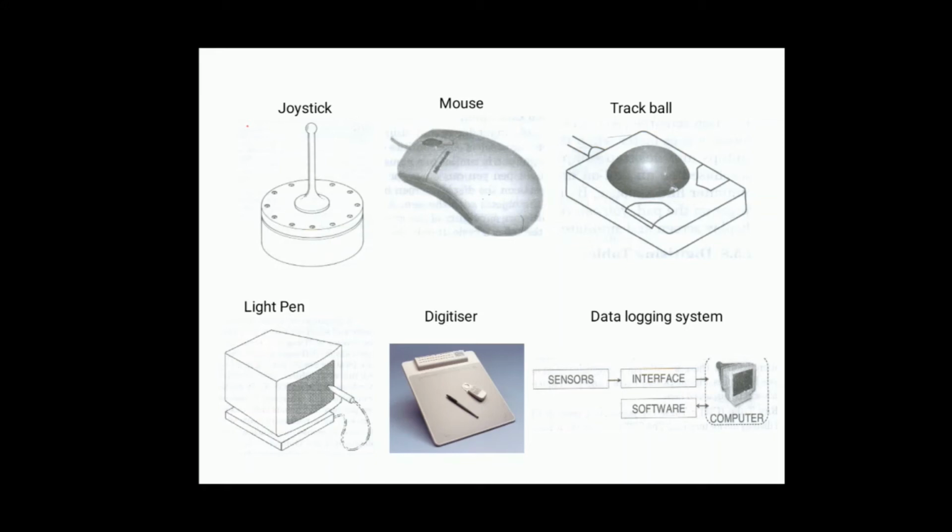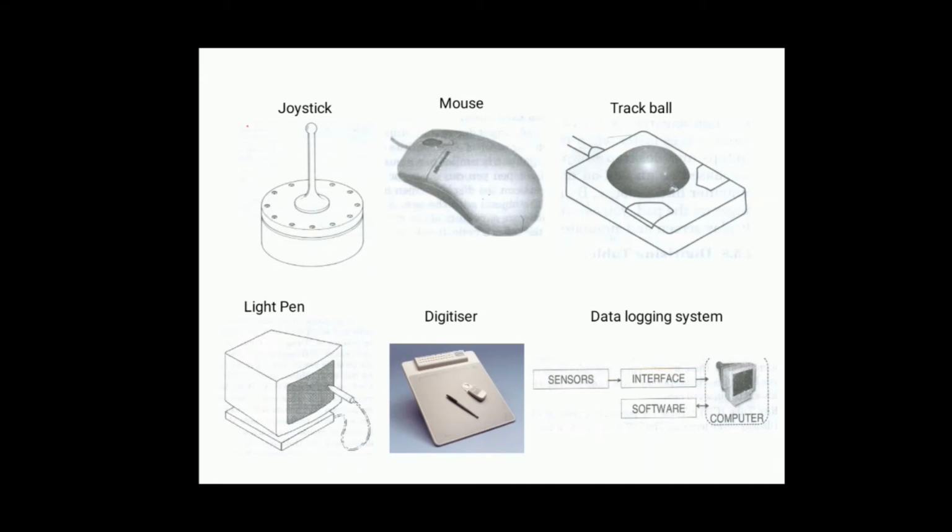Next, trackball. A trackball is a movable ball mounted on a stationary device, which can be rotated manually using the fingers. They are used in playing video games. So for video games we use the trackball as an input.